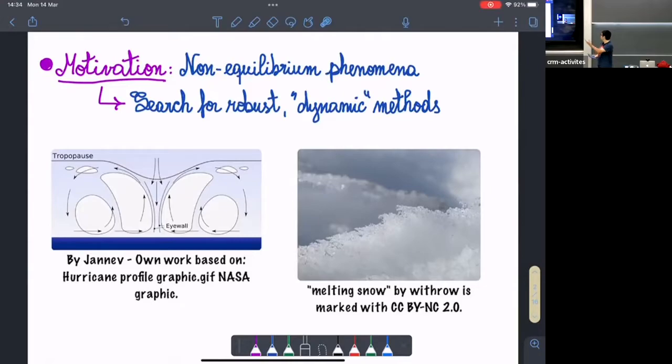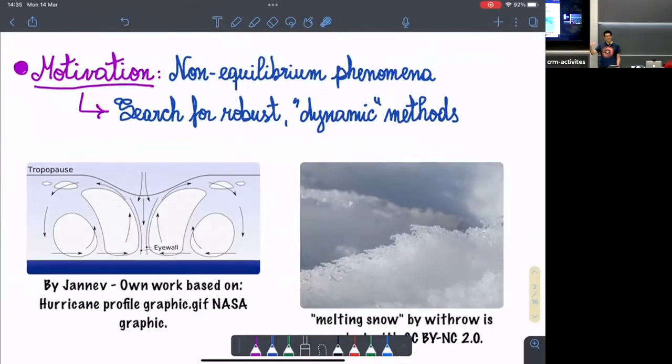There are other examples. In this graph I put two examples. The first one is a hurricane profile. It's a two-dimensional slice of a three-dimensional hurricane, and in a very vague sense, a hurricane is a stationary object. What a hurricane is doing is connecting the tropopause, the beginning of the stratosphere, with the sea. The sea is a heat reservoir, and this hurricane is like a tube connecting these two.